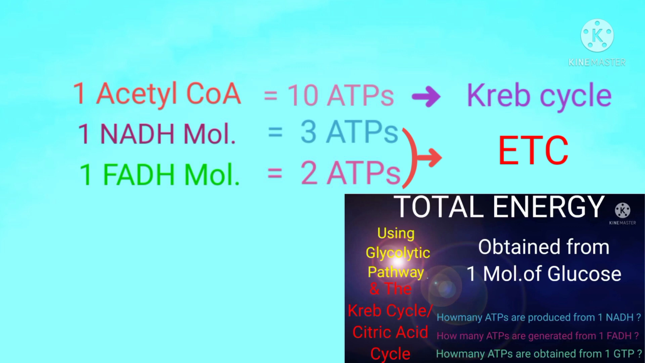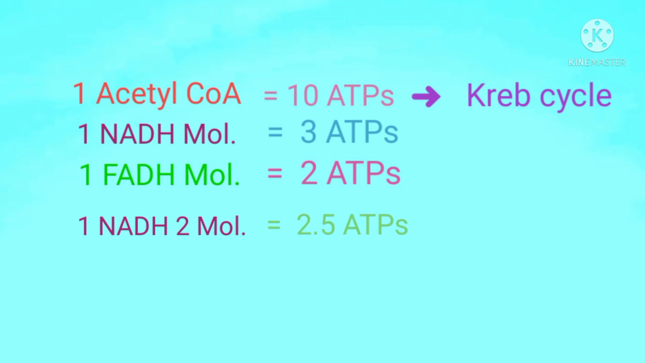But this is not really the situation, because not all the time all the substrates are utilized in the electron transport chain, because a minimum amount of energy is also wasted during the movement and in carrier proteins. So for the energy estimation we take one molecule of NADH as 2.5 ATPs and one FADH2 molecule is considered to be equivalent to 1.5 ATPs.